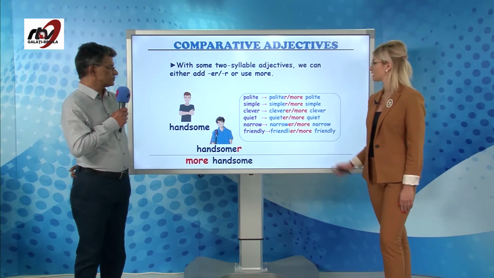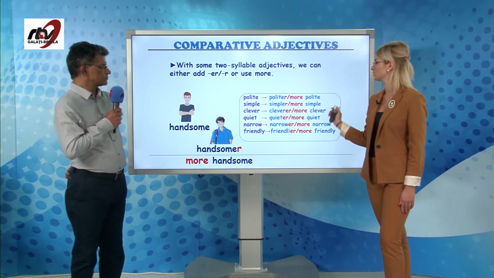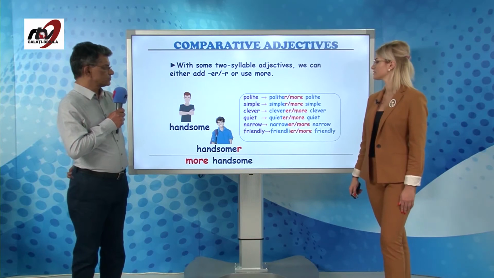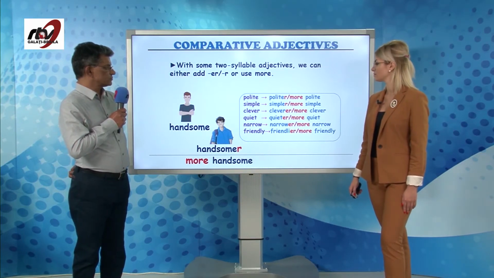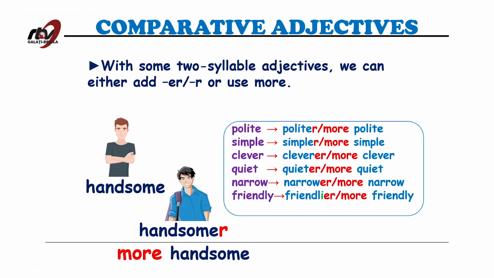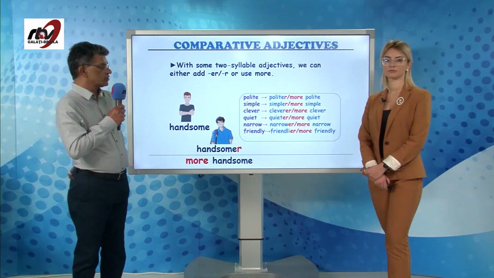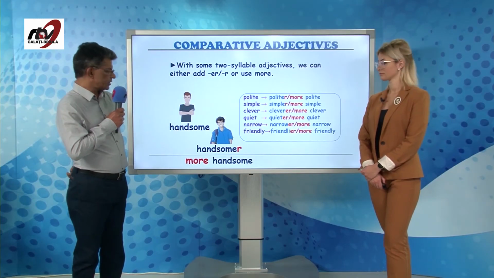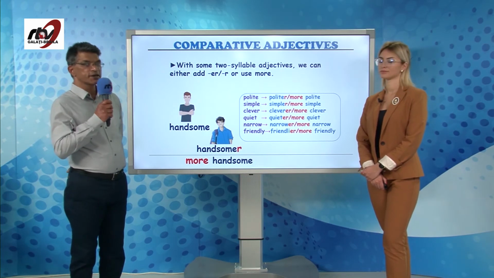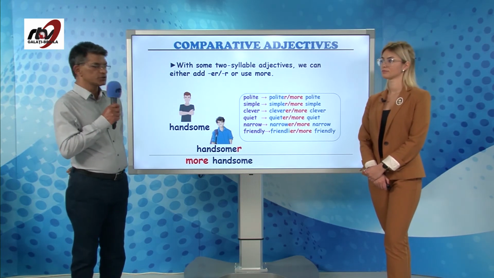As in polite, politer or more polite, simple, simpler or more simple, clever, cleverer or more clever. Quiet can become quieter or more quiet. Narrow, narrower, more narrow. Friendly can become friendlier. See, even the Y is changing. Or it can become more friendly. And of course, handsome, we can say handsomer or he is more handsome.